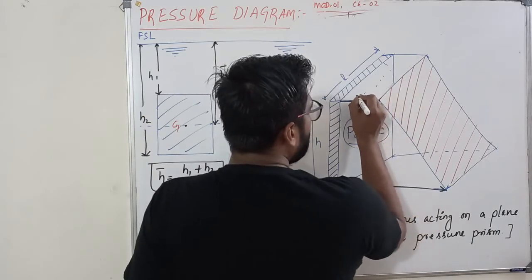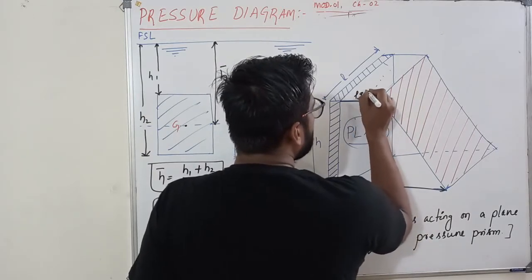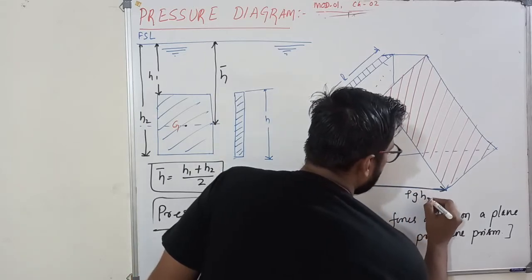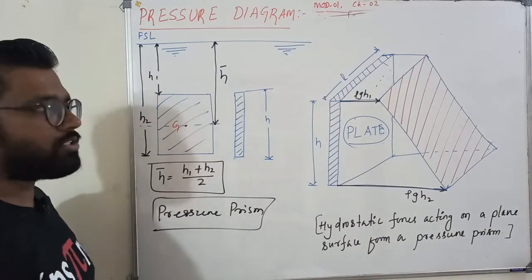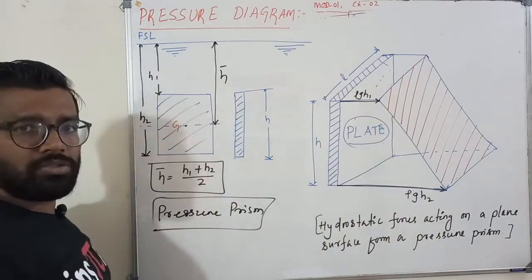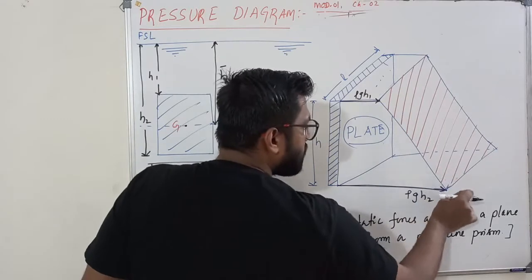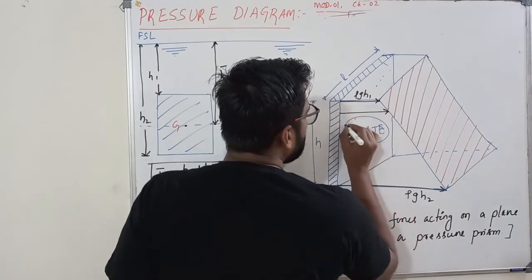So this value is nothing but rho g h1, and this particular value is nothing but rho g h2. And how does the pressure vary as you go down? Sir, the pressure varies linearly. So that's why this is a linear curve.